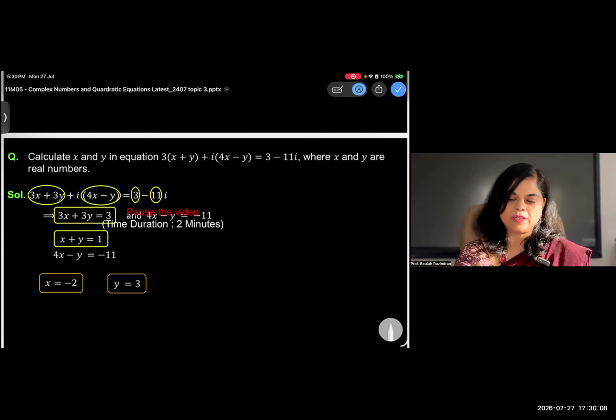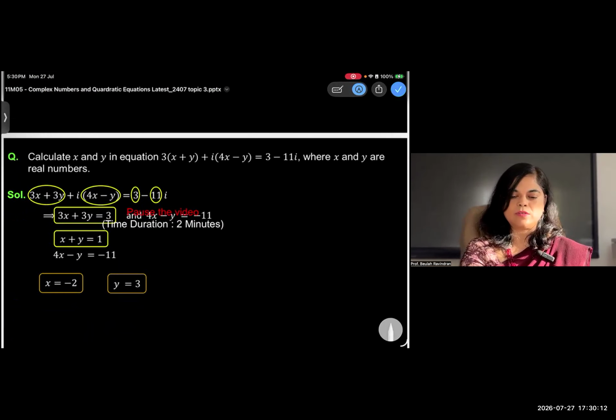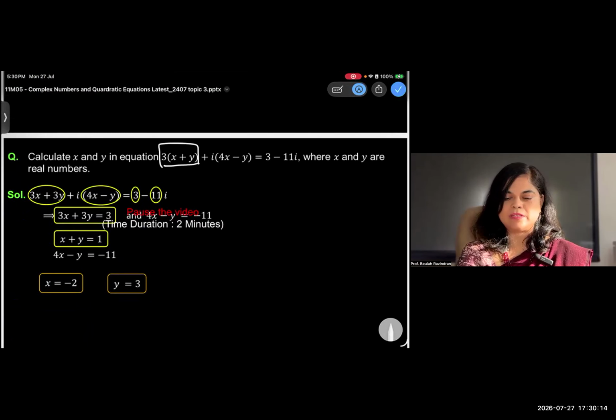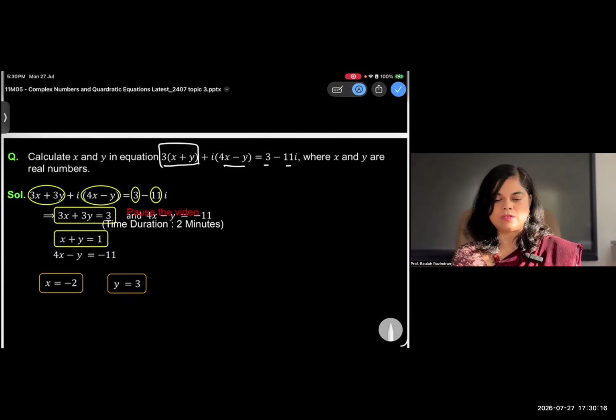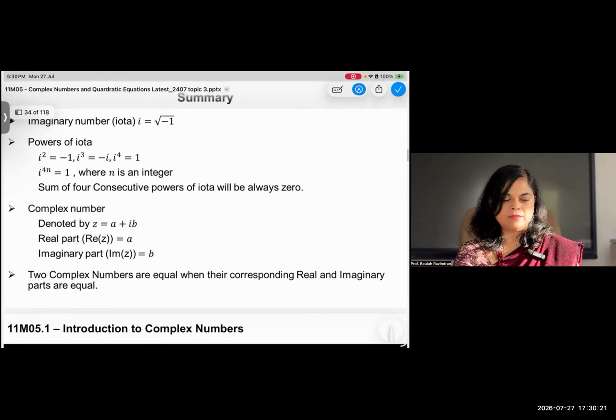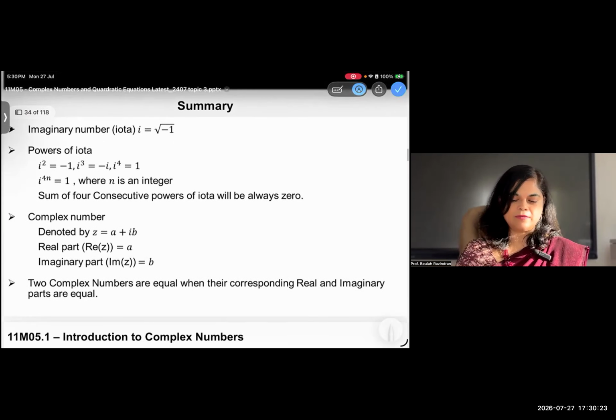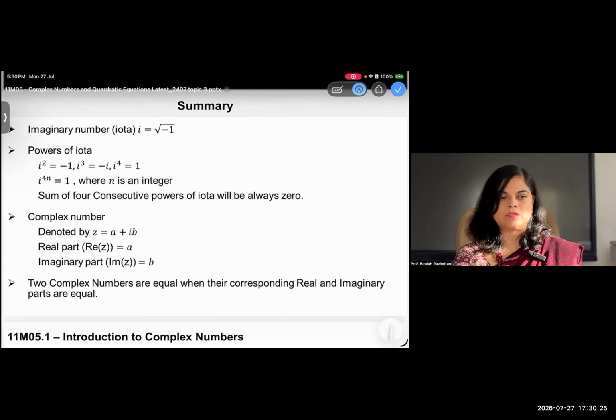Then calculate x and y here also in the same way. This is the real part, this is the imaginary part. You can equate and find out. This is very easy, no? Just take a note of all these things.